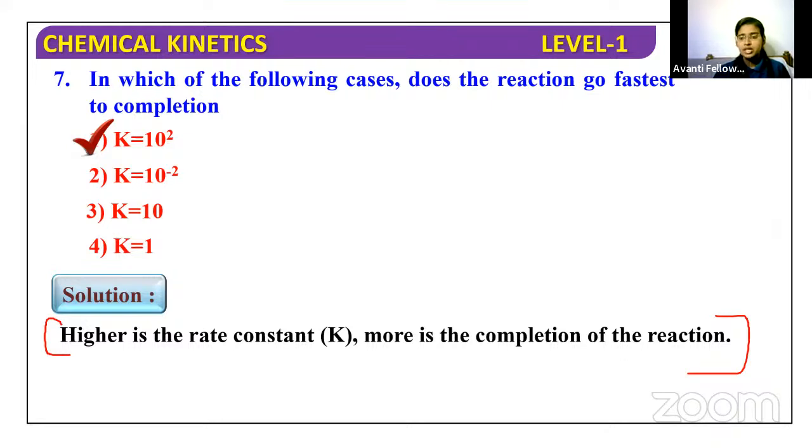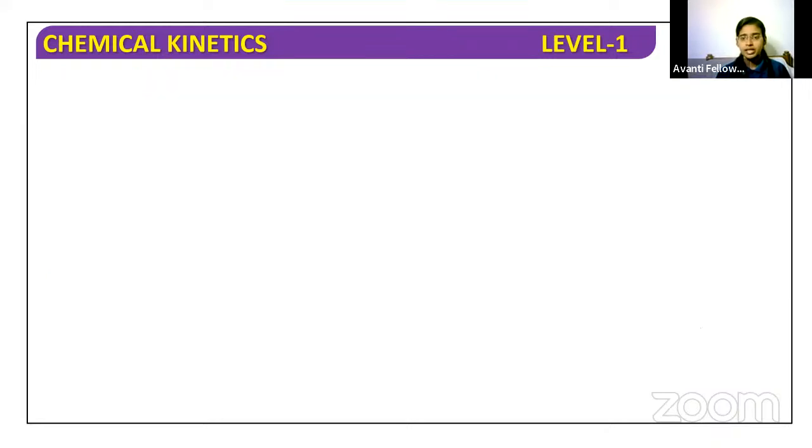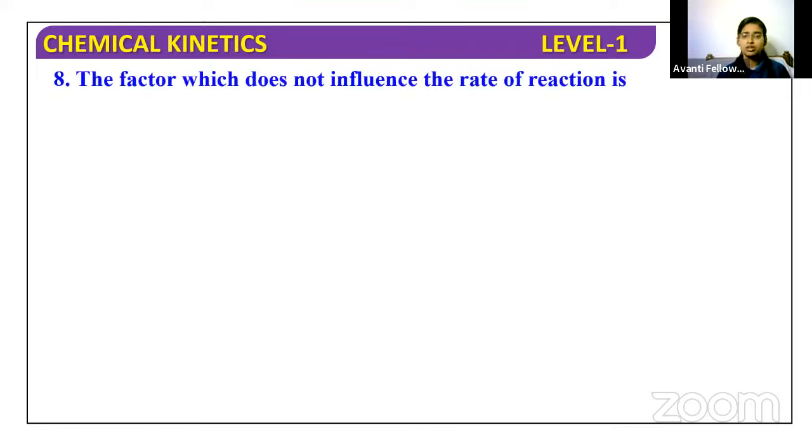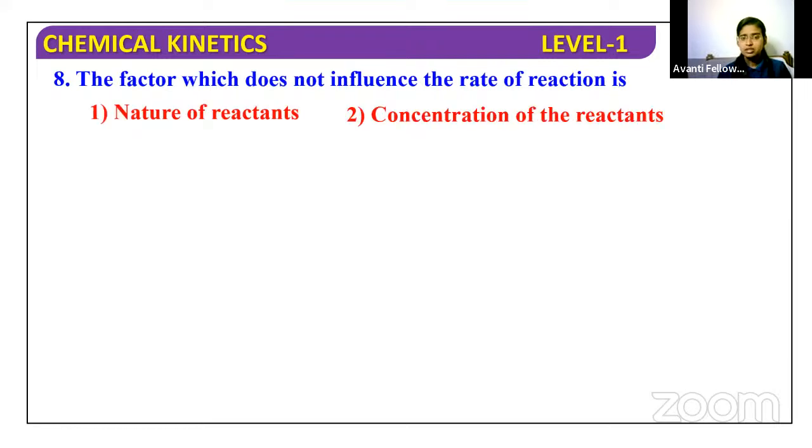We'll go with the next question, okay? Question number 8. The factor which does not influence the rate of the reaction. It is a very easy question. Option 1, nature of reactants. Option 2, concentration of the reactant. 3, temperature. 4, molecular mass. Which is the factor which does not influence? Sakshi 4, Anita 4, Vaishnavi 4. Okay, everybody is going for 4.